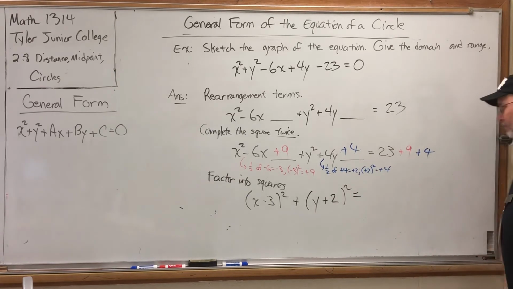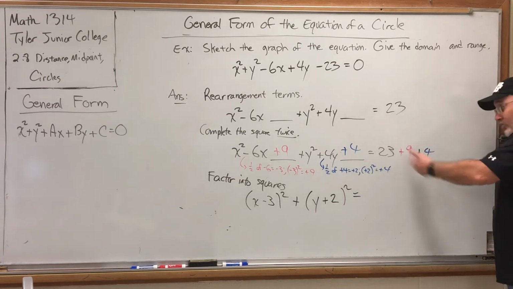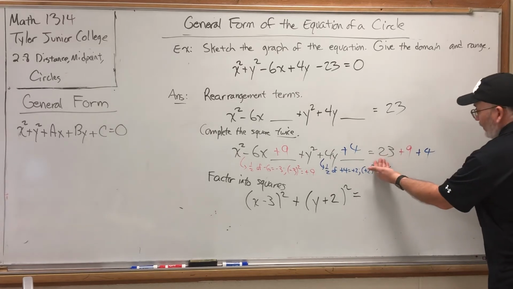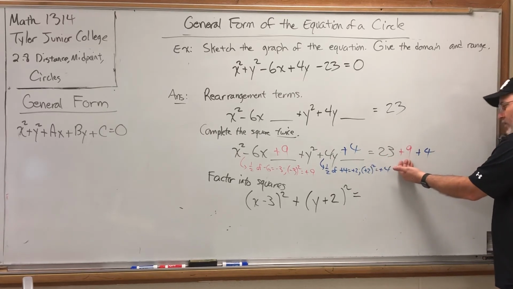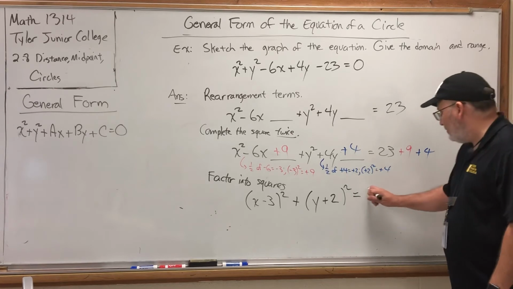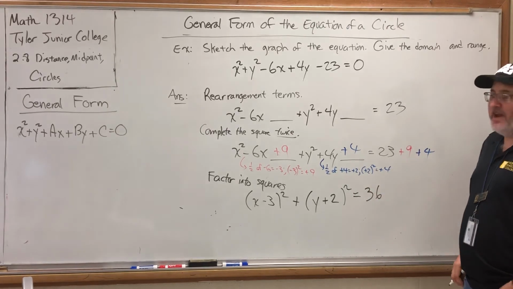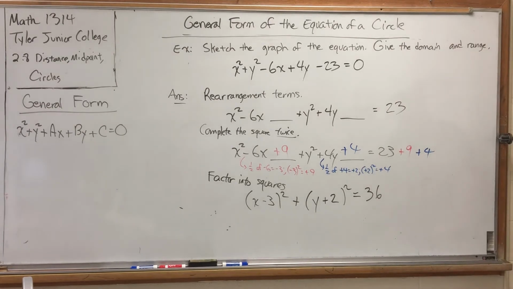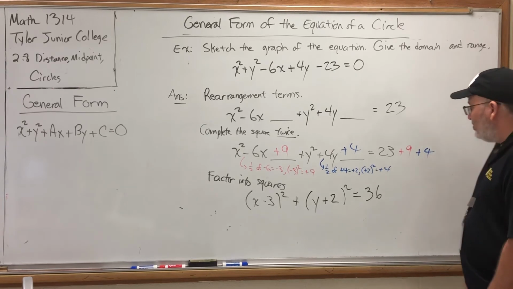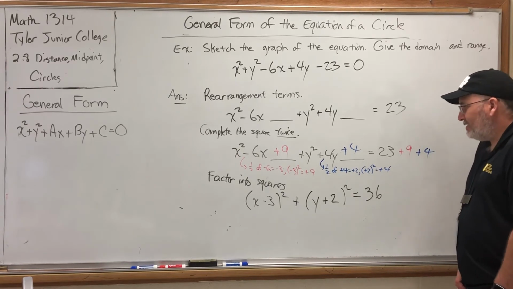Looking good. The right side has 3 like terms to combine. 23 plus 9 is 32. 32 plus 4 is 36. Now, this does not finish the problem. This simply gets it ready. But now that the equation is in standard form, or what I would call center radius form, I can now extract the center and the radius and go to town.